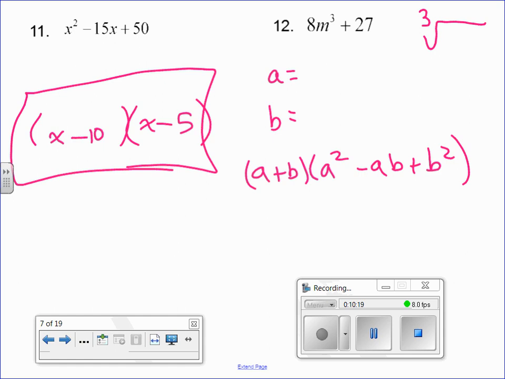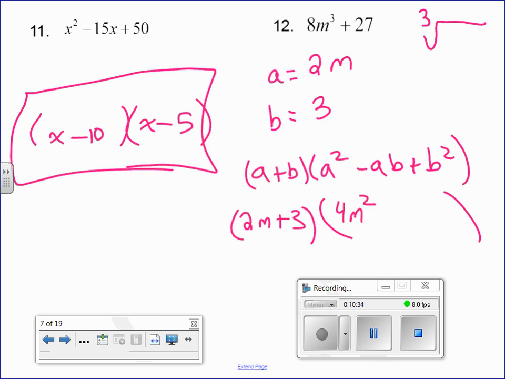Not second math, just math 4. Math 4. So that tells you that A is 2m and B is 3. And then utilizing the formula, you're going to have one binomial with a 2m plus 3 in it, and one trinomial. A squared would be 4m squared, minus A times B would be minus 6m, and then plus B squared would be plus 9.